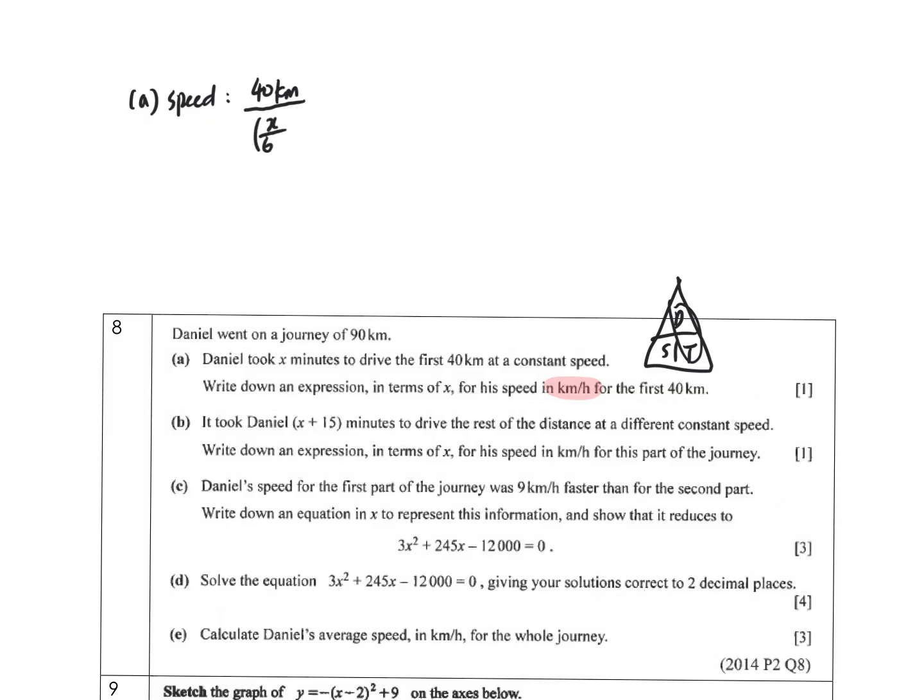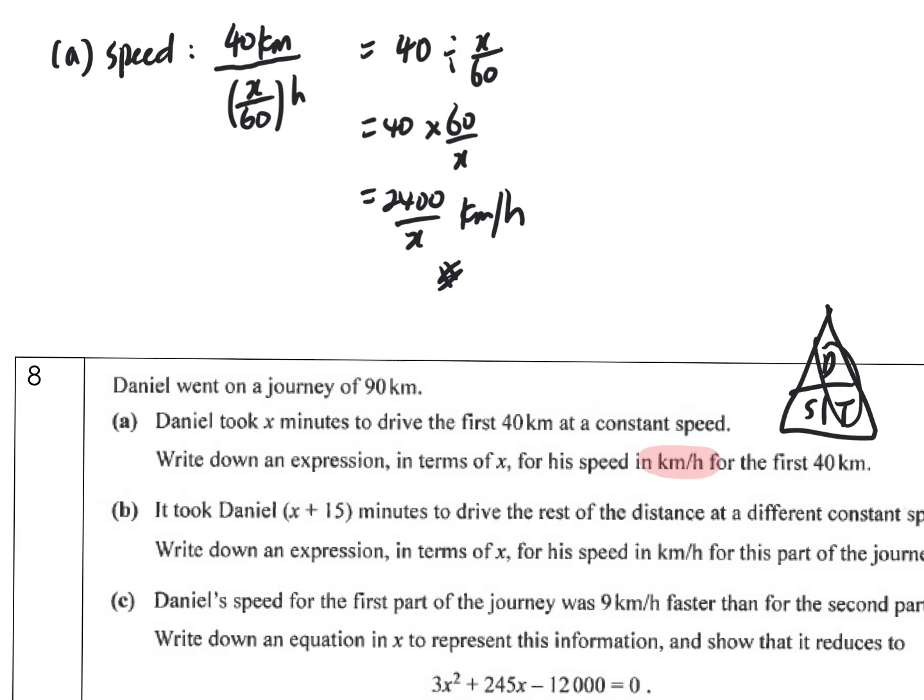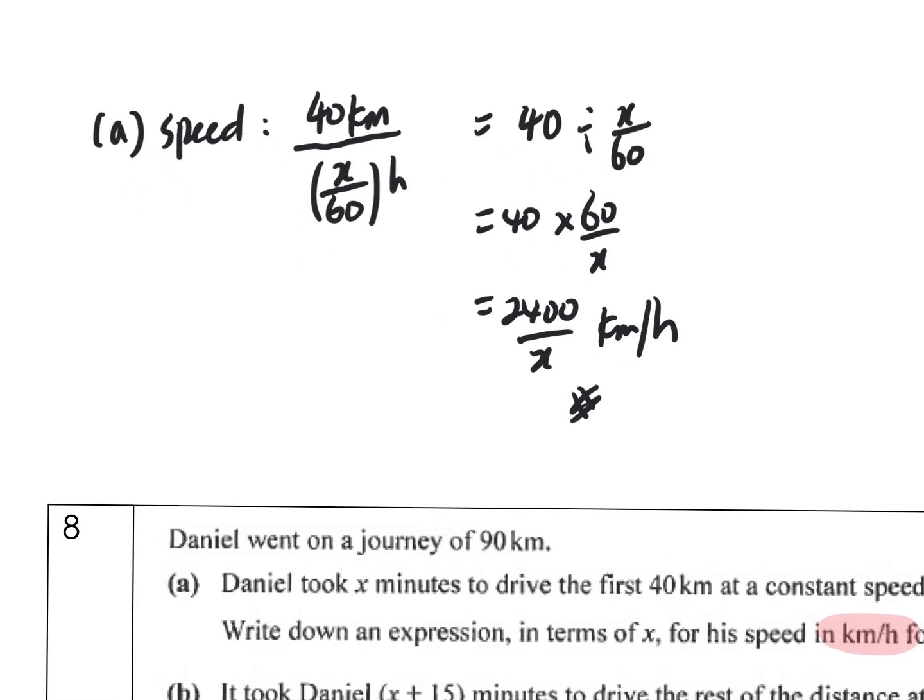So the minutes, you have to convert to hours first. So you divide by 60. So it will be good for you to simplify the expression. So it's 40 divided by X over 60. So you do a keep change flip. So actually it's 2,400 over X kilometers per hour. Okay, so take note of the units. Make sure you convert the units to the correct one that is specified. Otherwise, it will be wrong.